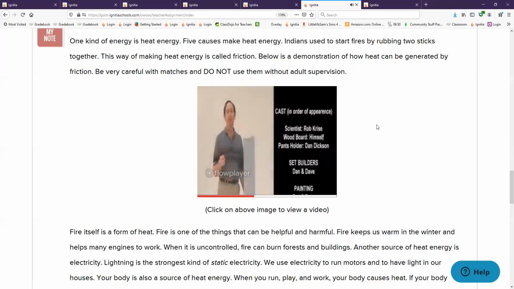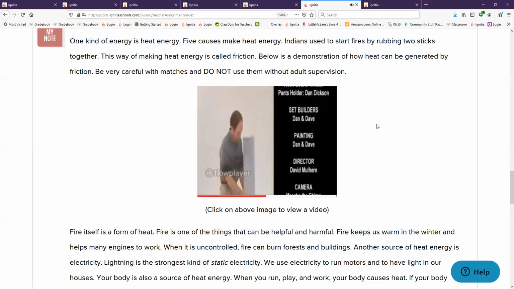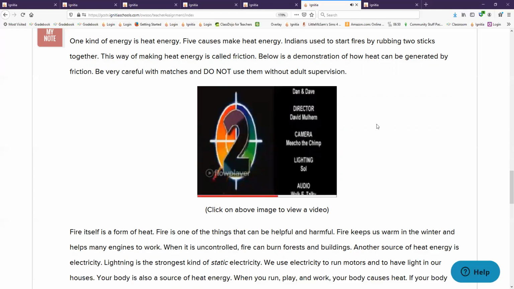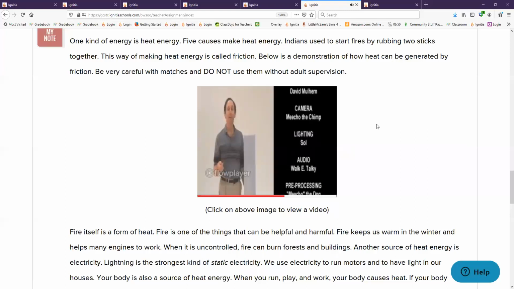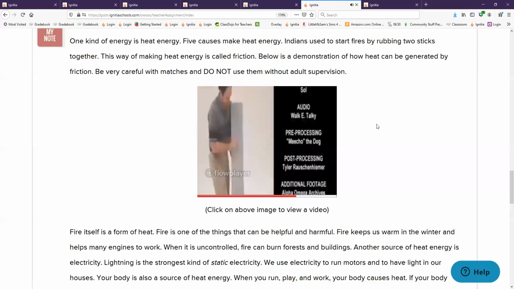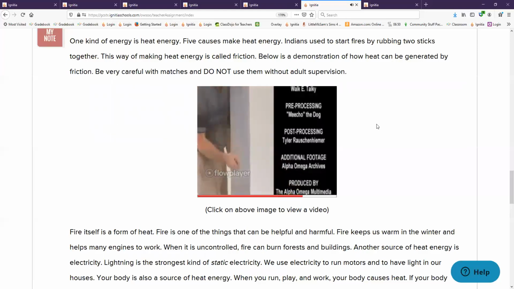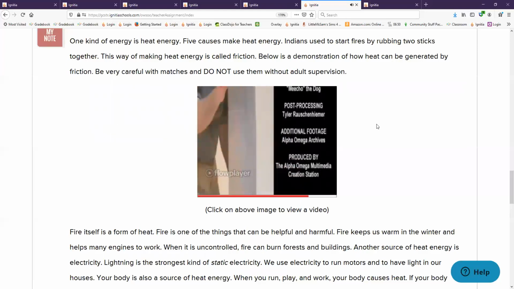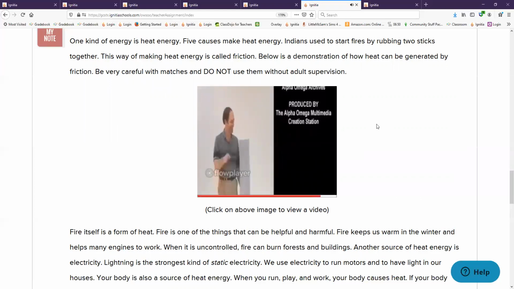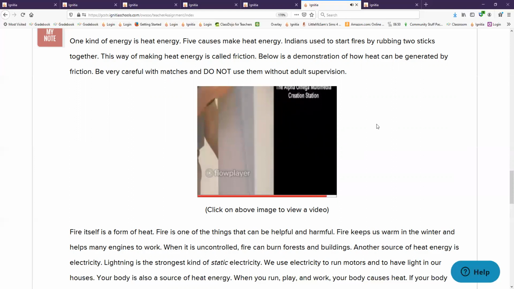Friction creates heat, as can be seen by rubbing a match on a pair of jeans. Something like that. Friction creates heat, as can be seen by rubbing a match on a pair of blue jeans. It can be. Never. I busted my match.